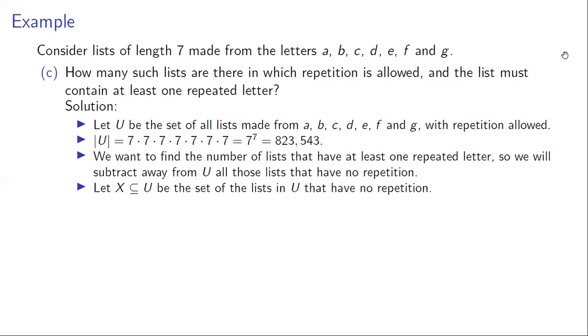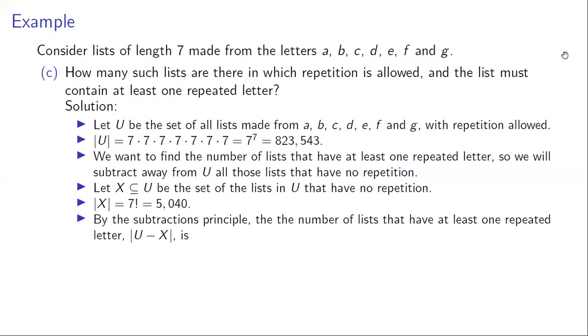Okay, so let X, which is a subset of U, be the set of the lists in U that have no repetition. Right, so this is a subset of U, but this is all those lists that have no repetition, and that's what we want to remove. What's the cardinality of X? So again, we're talking about lists of length 7 that have no repetition. So that's 7 factorial, or 5040.